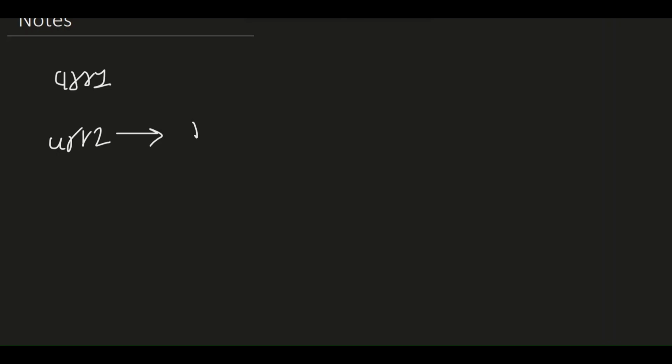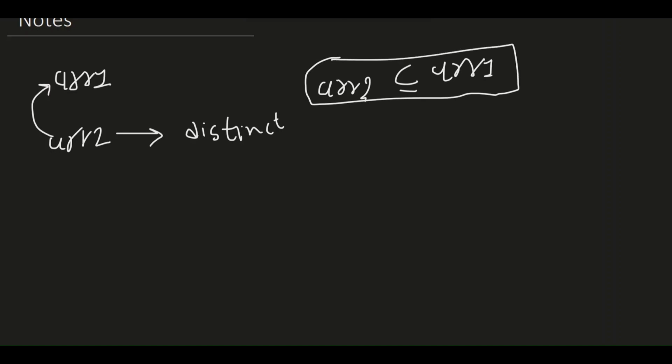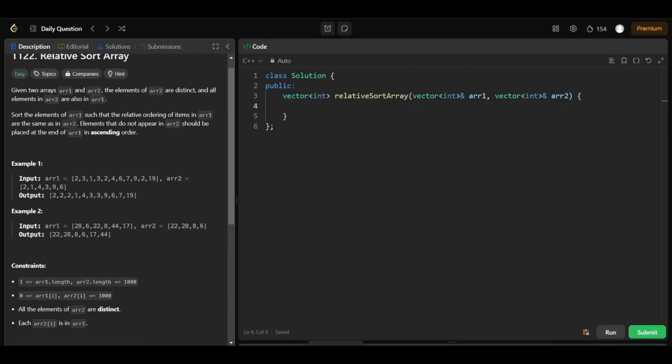arr2 contains distinct elements, and all elements in arr2 are also present in arr1. So we can say that arr2 is a subset of or equal to arr1. Now our task is to sort the elements of arr1 such that the relative ordering of the items in arr1 is the same as arr2. Elements that do not appear in arr2 should be placed at the end of arr1 in ascending order.